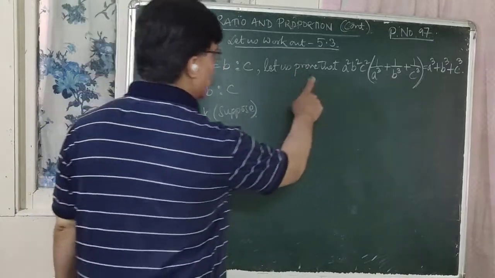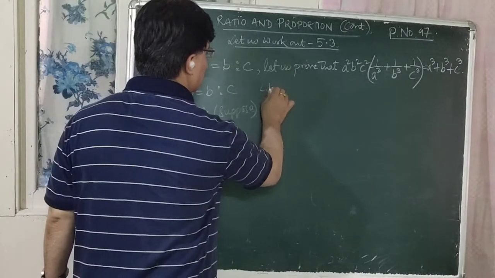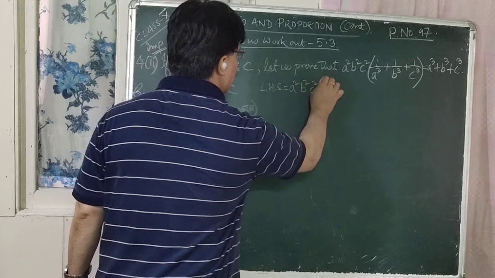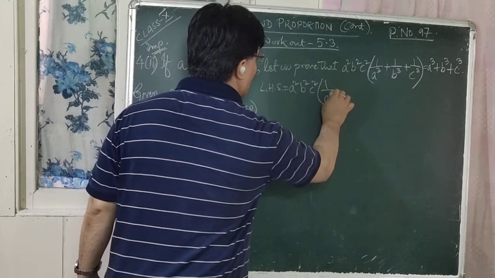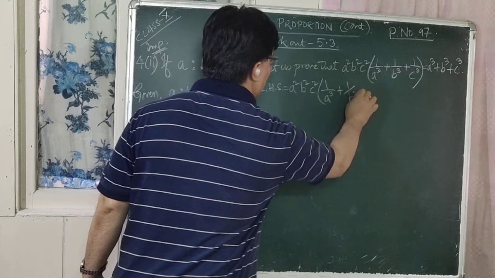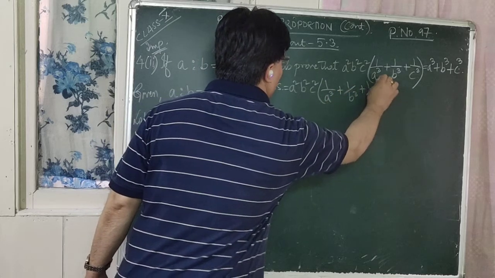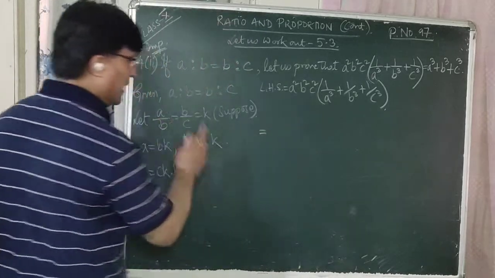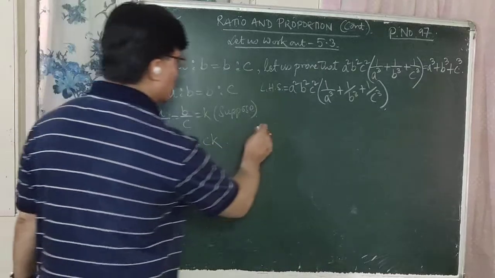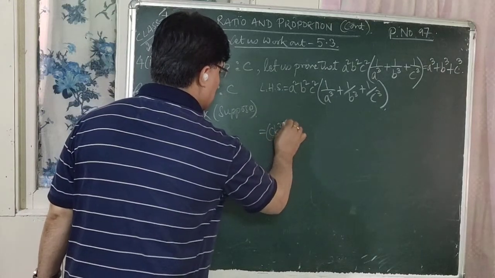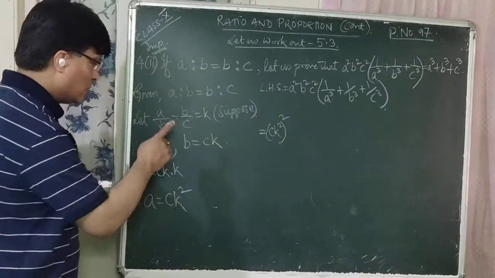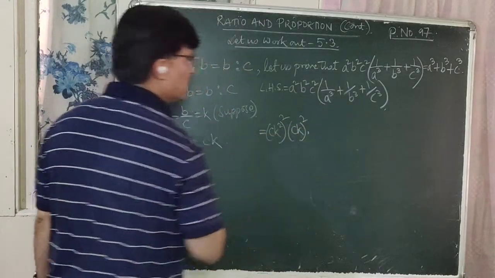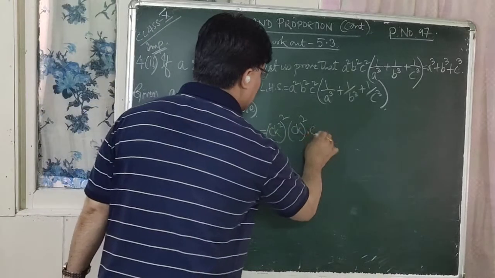So let us prove this. LHS is equal to RHS now. So LHS is equal to a square b square c square within bracket 1 upon a cube plus 1 upon b cube plus 1 upon c cube. Okay. So let us put the value for a. What is the value for a in this case? ck square. So it is ck square whole square. What is b whole square? It is ck whole square into c square remains same.